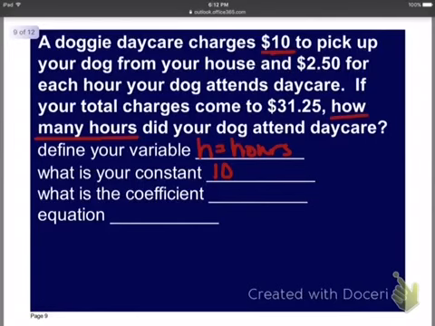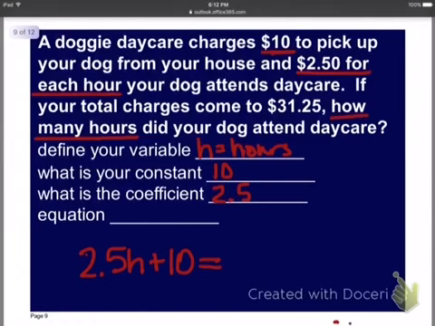Then the next one we've got to look at is the coefficient. And so if you notice again, for each hour, $2.50 for each hour. So my unit rate, or in this case our coefficient, would be 2.5. So now when I go to write my equation, I'm going to put, again, my coefficient and my variable together, so 2.5h. I'm going to add my constant to it because it's a positive $10. And then my total that particular day was $31.25. So we set the equation equal to $31.25.